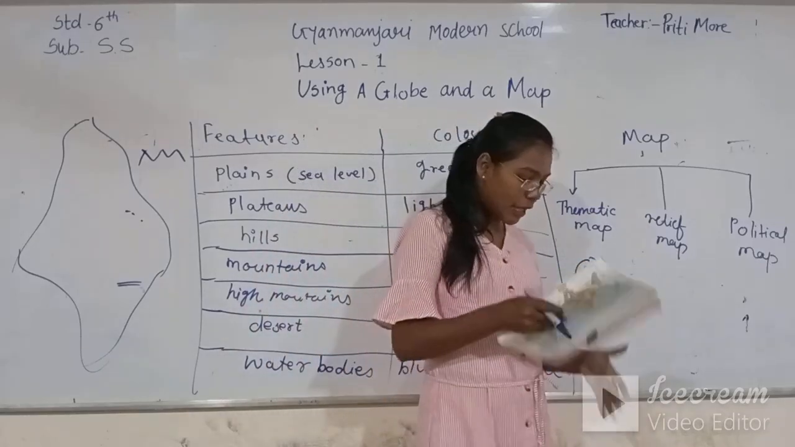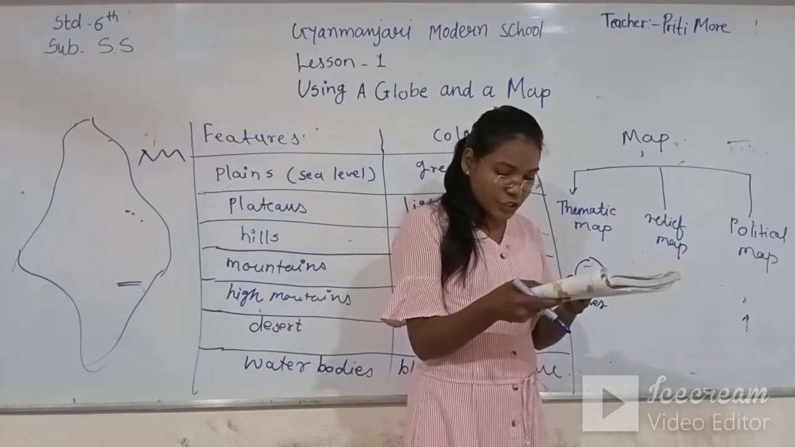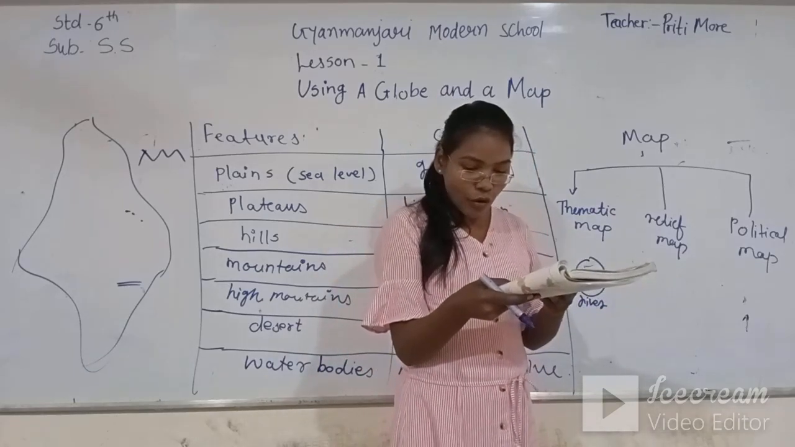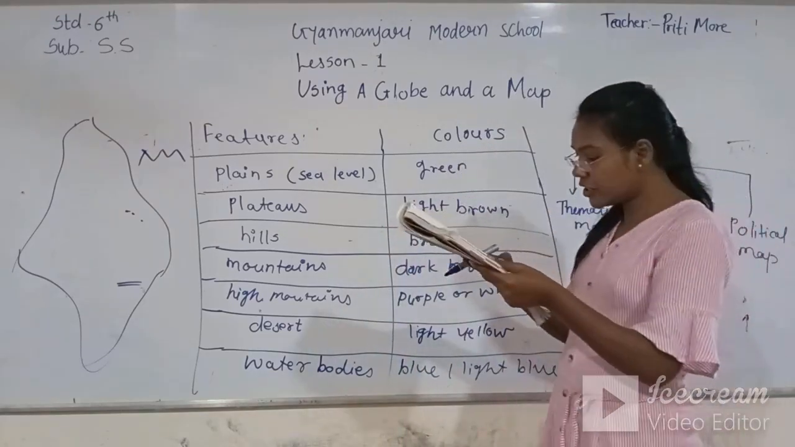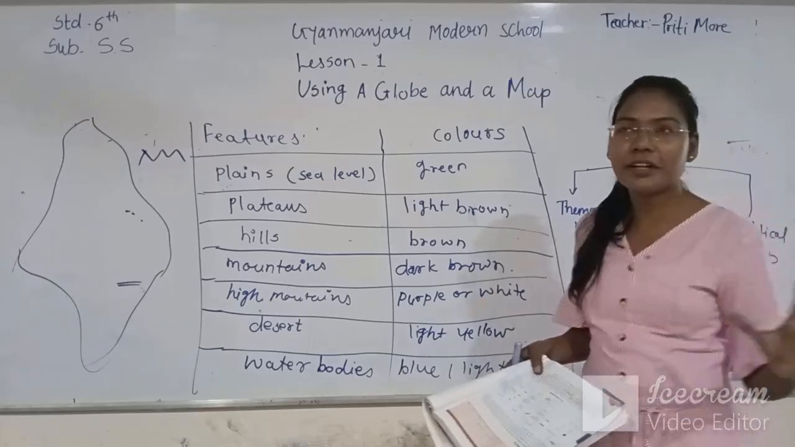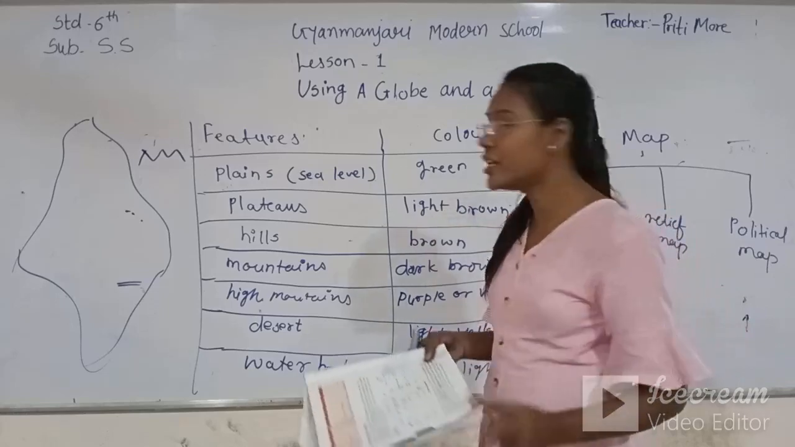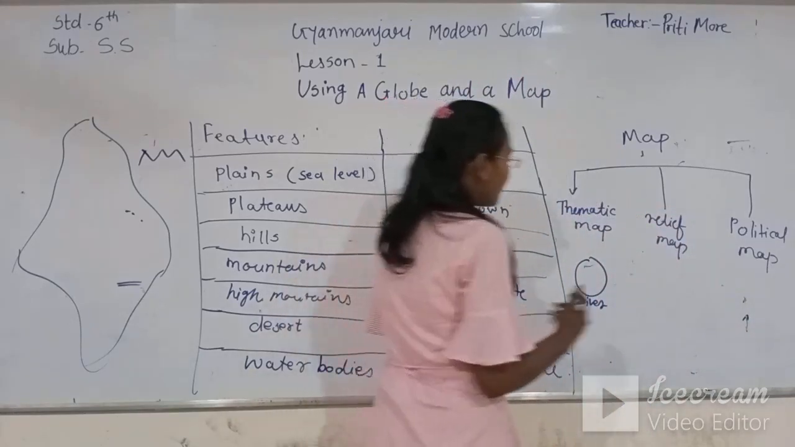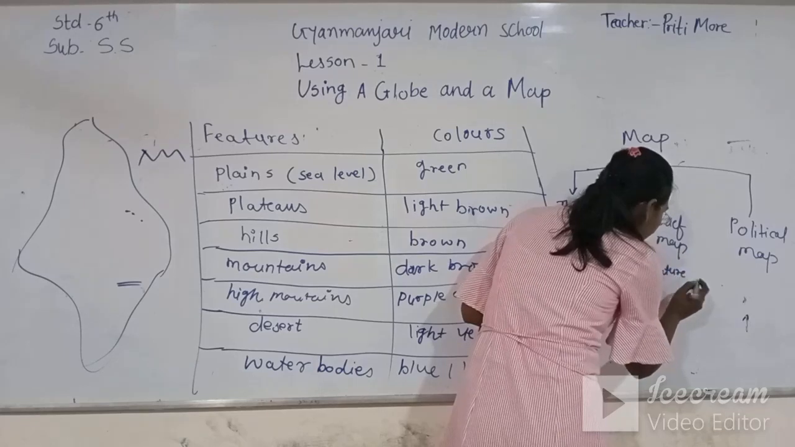Now in the relief map, what we can see, some maps show the physical features of a region. That means the physical features of some particular country, some particular place. The mountains, rivers and everything will come in the relief map. The physical features it shows.